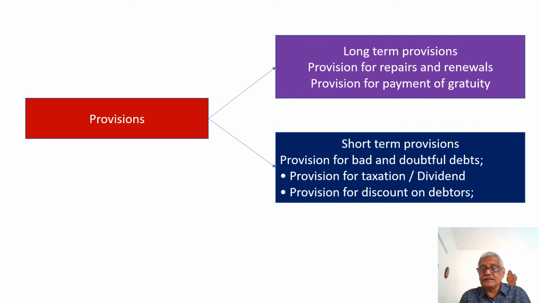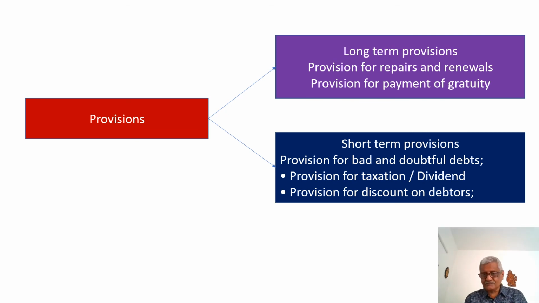Now the provisions could be long term or short term. The long-term provisions appear under the non-current liability and short-term provisions appear under the current liability. This we will discuss again when we come to the current liability. Long-term provisions are provision for repairs and renewals of machinery, provision for payment of gratuity, the expenses which are likely to occur after a period of 12 months. I am keeping aside a part of the profit to be met after a period of 12 months. Such things are called long-term provisions.